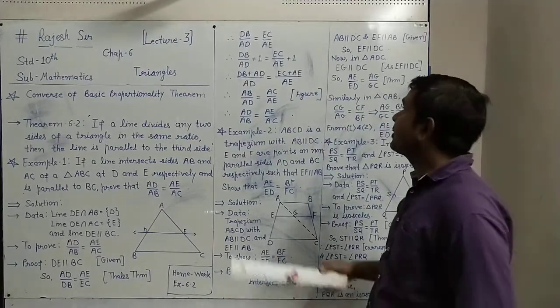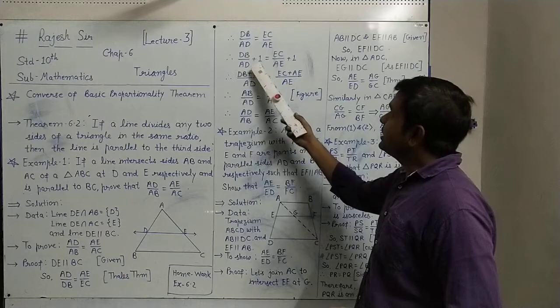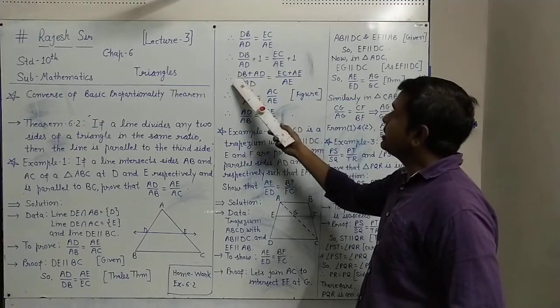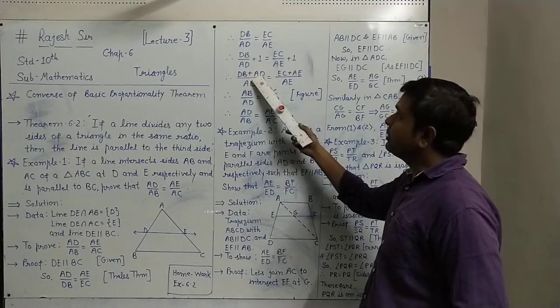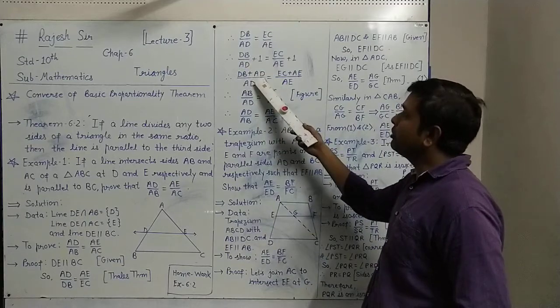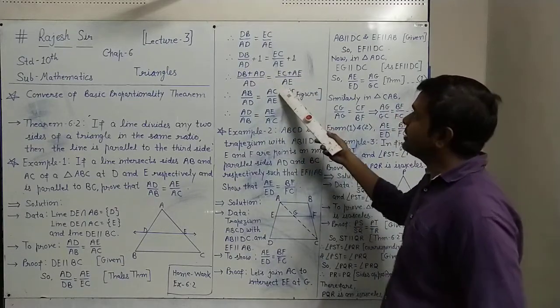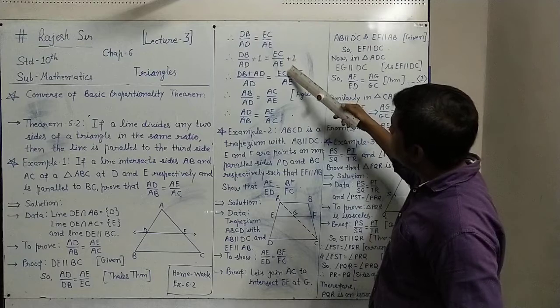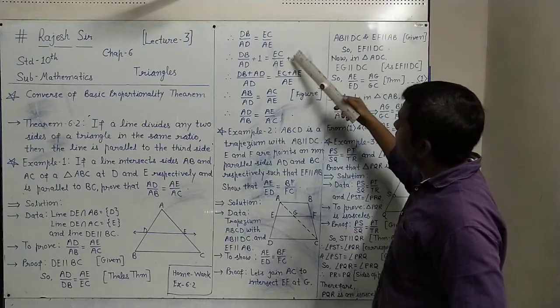That we know. Now take AD as LCM. So DB as DB, AD into 1 is AD. So DB plus AD will be equal to, on this side, AE as LCM, so EC as EC and plus AE into 1 is AE.